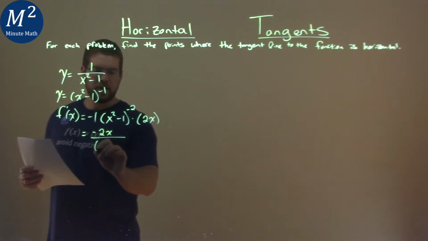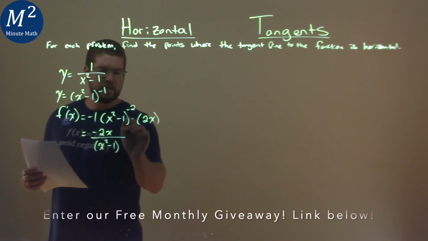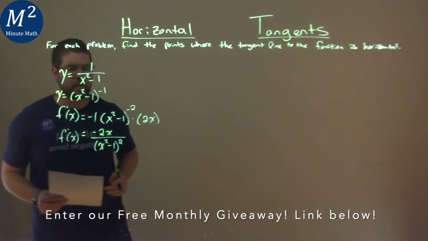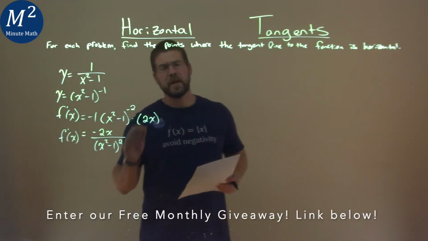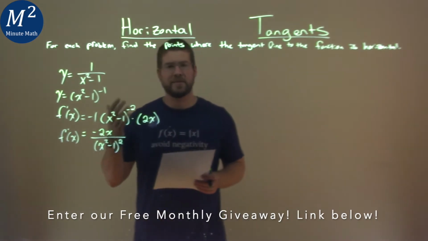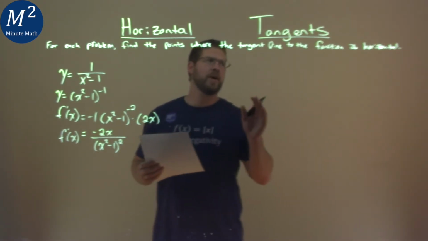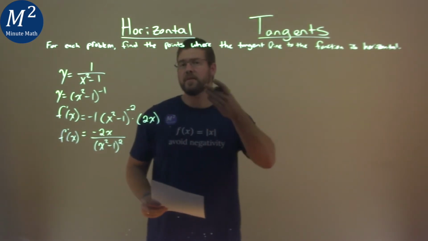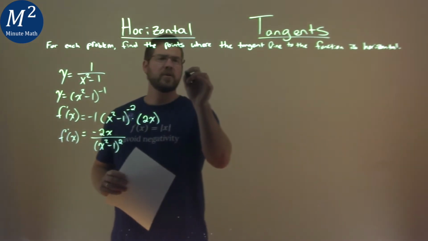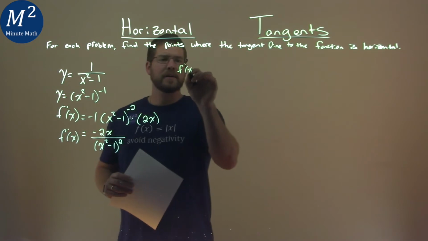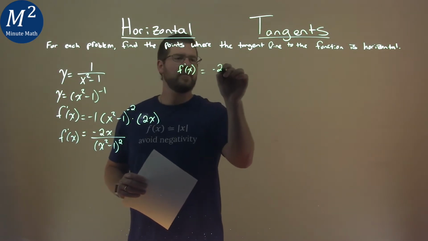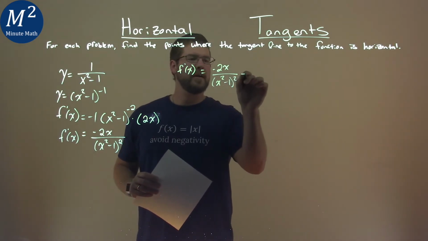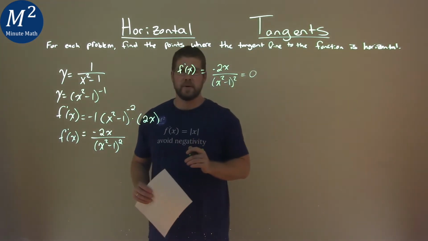Over here, our x squared minus 1 to the now positive 2 power in the numerator. All right, we have our derivative, and our derivative tells us the slope of the tangent line. And we want to find where this function is horizontal, aka where the slope of the tangent line is equal to 0. So we take our derivative, f prime of x, and it's equal to negative 2x over x squared minus 1 squared, and we're seeing where it's equal to 0.